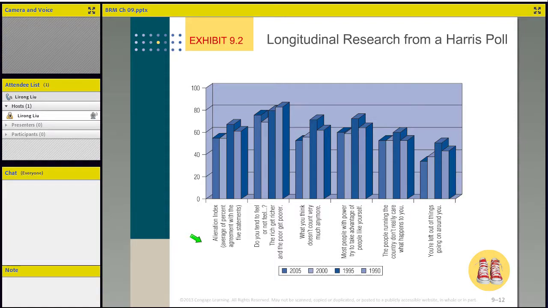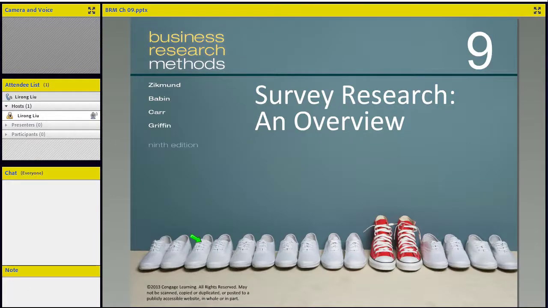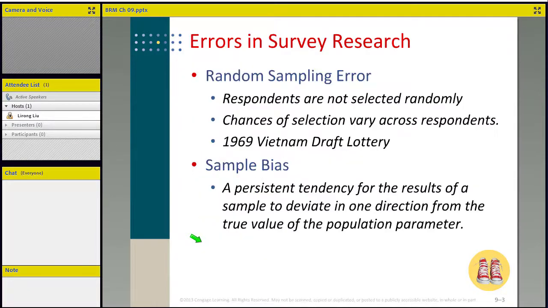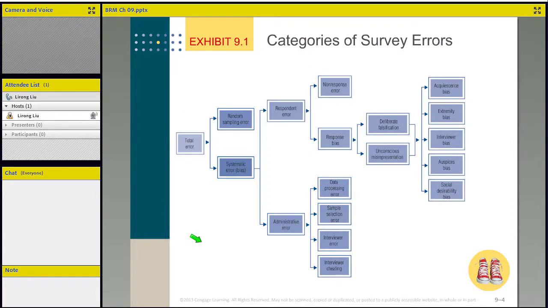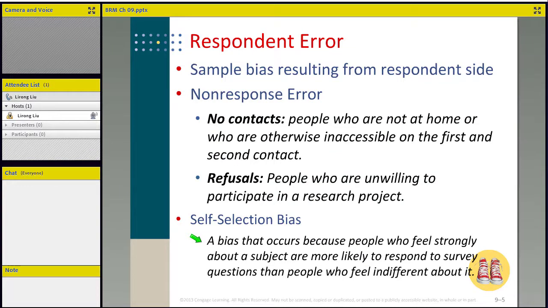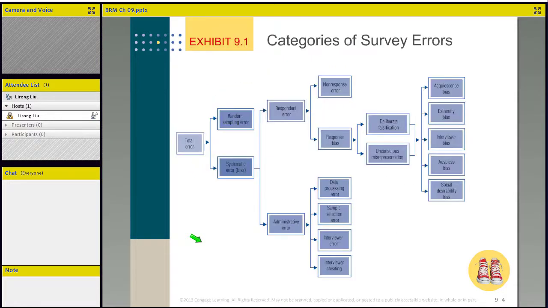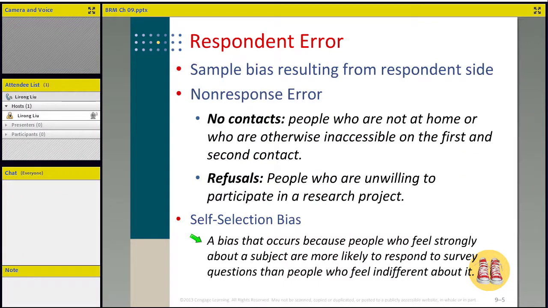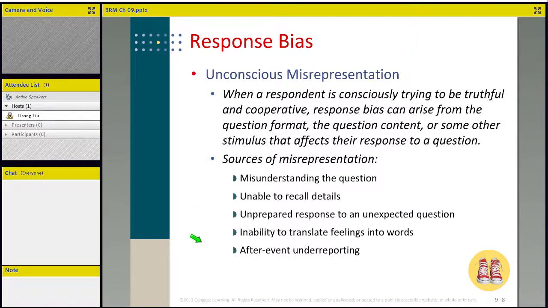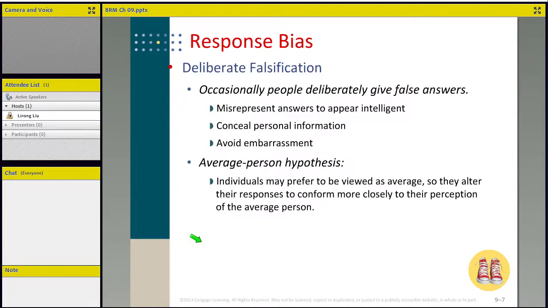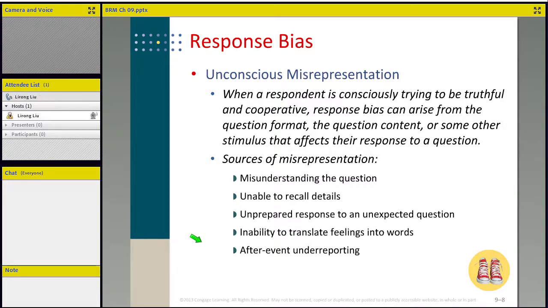So the bottom line for Chapter 9 is for you to understand that when conducting surveys, the advantages are that it is quick, inexpensive, and efficient, but then there are tons of survey errors that can occur. And it's also important that you understand the most common ones. For example, we could have random sampling error, which results in sample bias. And in terms of respondent error, we could have non-respondent error and self-selection bias. Also, in terms of responses, we could have people deliberately give false answers due to the following reasons, and also give false answers unconsciously due to a few reasons.